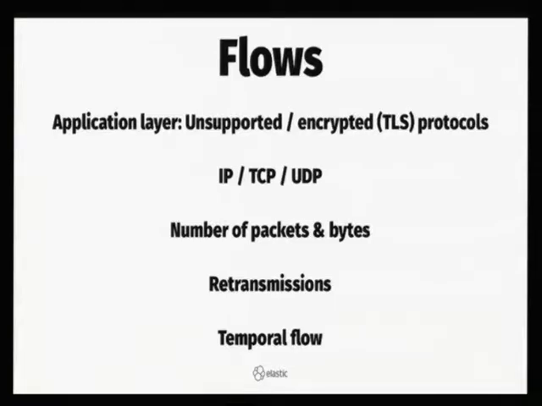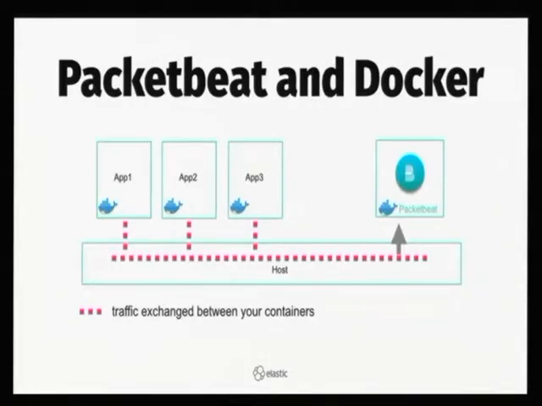We have something called flows, so you will at least know who communicated with whom. Like on the TCP level, you know this IP address with this IP address, how much traffic, how many packets, how many resends. So you will see what is going on in general in your network. And again, Packetbeat should be run as a sidecar. Don't push it anywhere else.